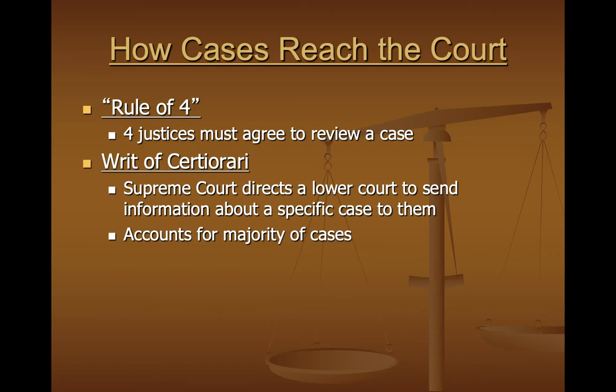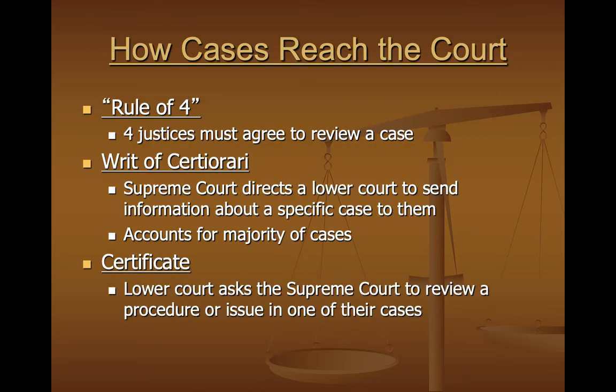Once the Rule of Four has been established and 4 judges agree to review a case, the Supreme Court issues a document known as a writ of certiorari. This document orders a lower court to send them the information and all of the legal records and documents about the case they want to hear, and this is how the majority of cases reach the court. A petitioner asks the Supreme Court to review, they use the Rule of Four, and then they direct the court who had previously heard the case to send them all of the information.